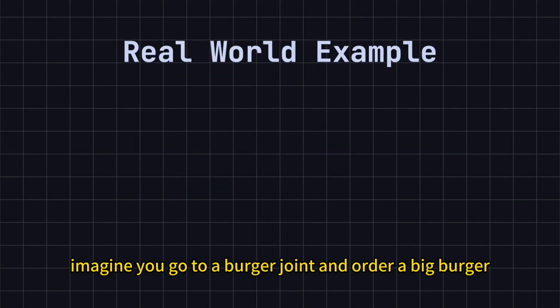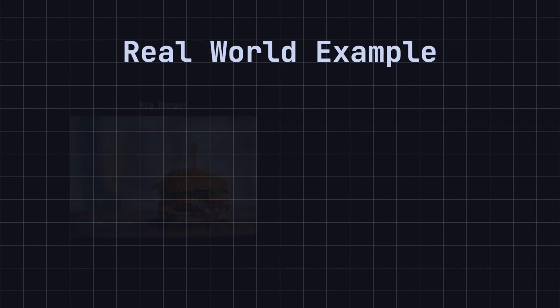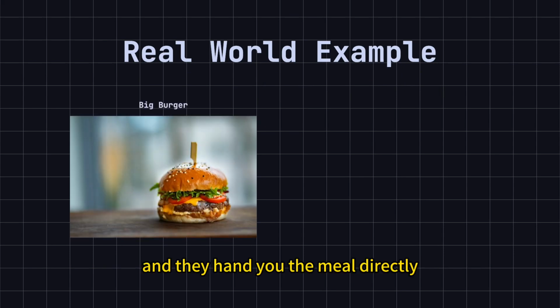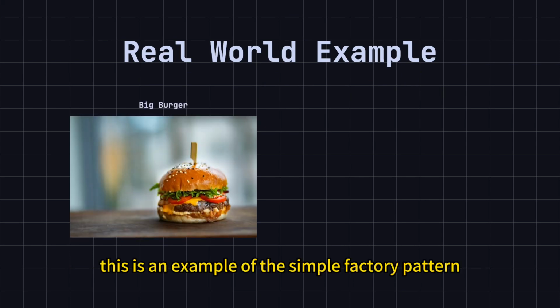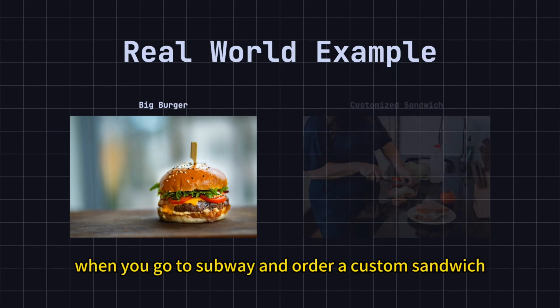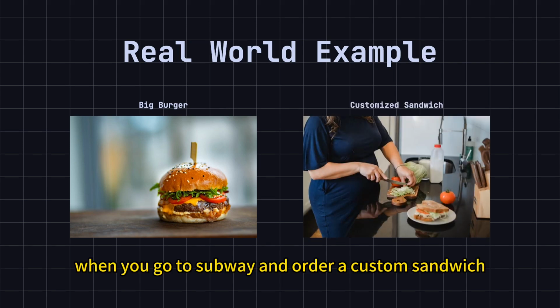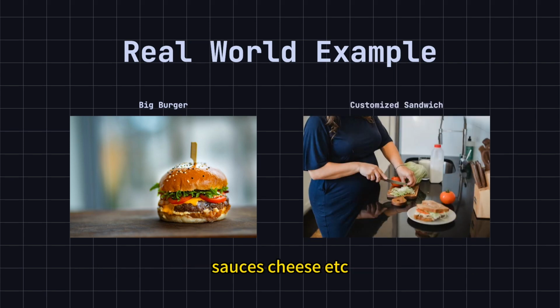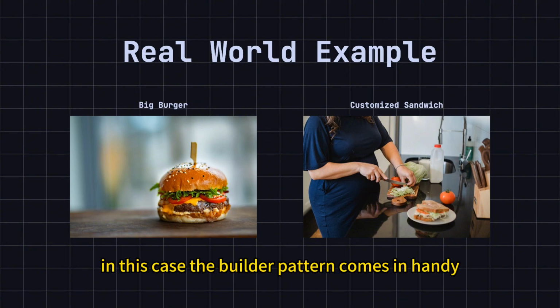Imagine you go to a burger joint and order a big burger, and they hand you the meal directly. This is an example of the simple factory pattern, but sometimes the creation process may involve more steps. For example, when you go to Subway and order a custom sandwich, you can choose different bread, sauces, cheese, etc. In this case, the builder pattern comes in handy.